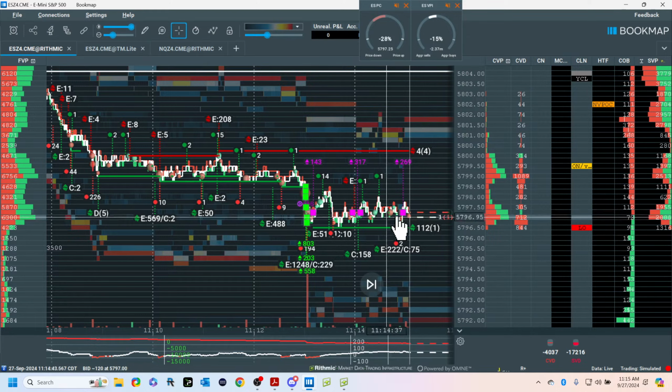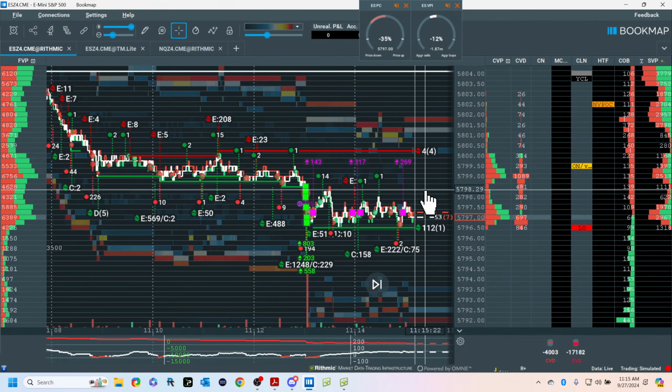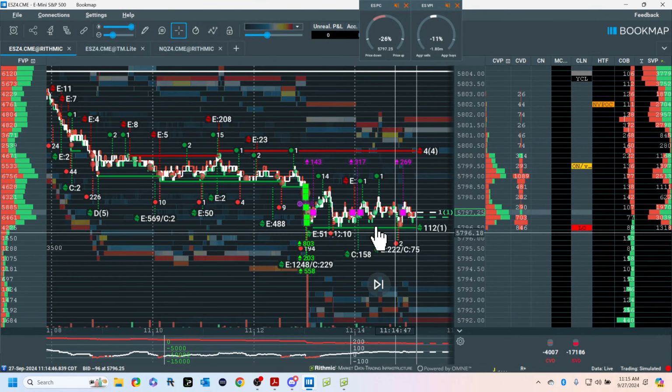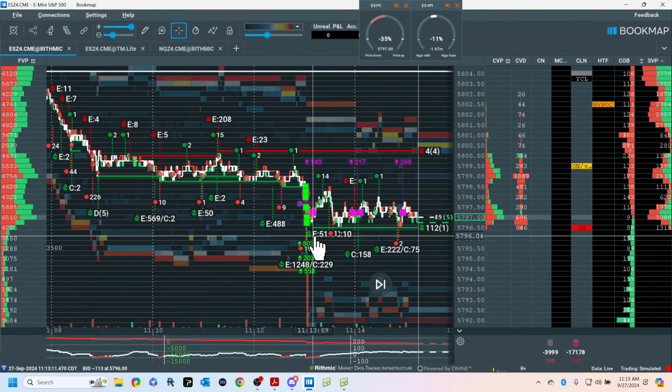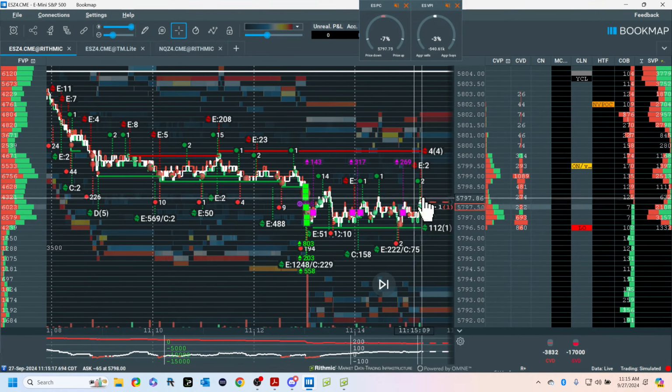Right here is a very important behavior for directional continuation or reversal. Let's watch it. And this is where the order flow is very important. This was a big deal here. We got to watch this.